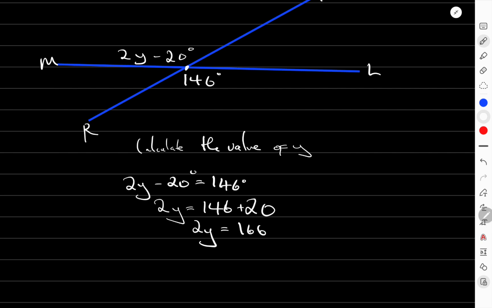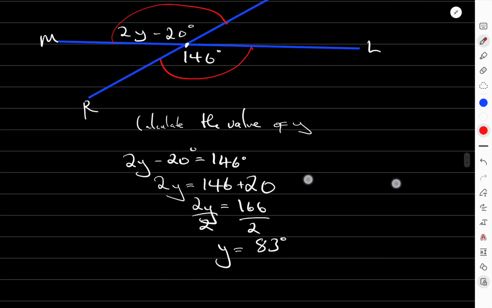Now, 166 degrees. I'm going to see that 2 and y are multiplying. Therefore, I have to divide, because the inverse operation of multiplication is division. I'm going to divide by 2 both sides. Therefore, I'll have y equals what is 166 divided by 2? Y equals 83 degrees. Now, knowing vertical opposite angles, I'm going to realize that the angle found here and the angle found there are vertical opposite to each other. Therefore, they are equal in magnitude. They are the same.